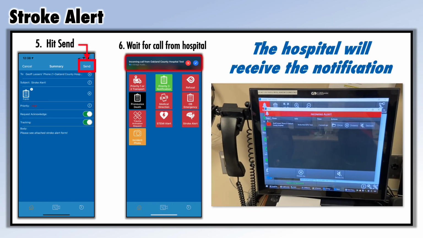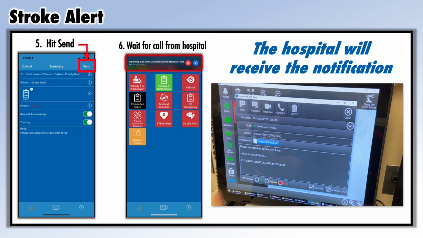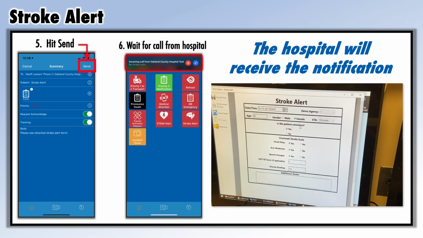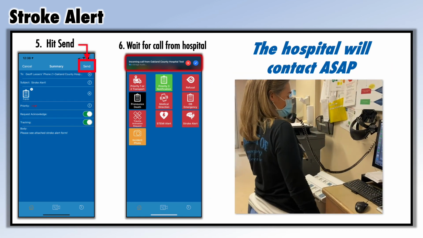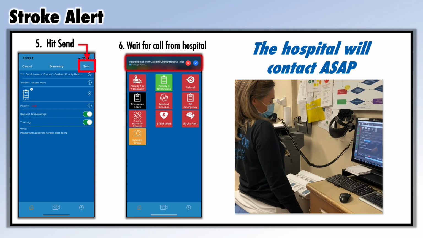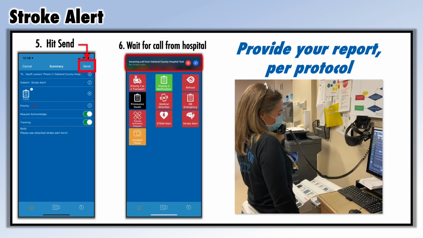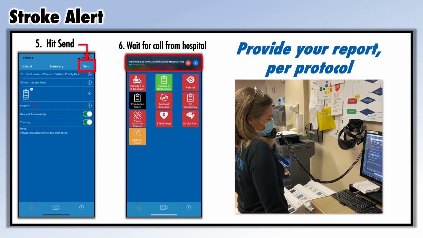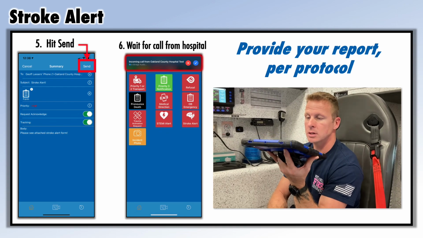The hospital will receive and review the notification form and any notes or attachments. Then the hospital will contact the EMS crew via the eBridge application and take report from EMS. Once communication is established, give your stroke report to the hospital per your local protocols and keep it clear and concise.